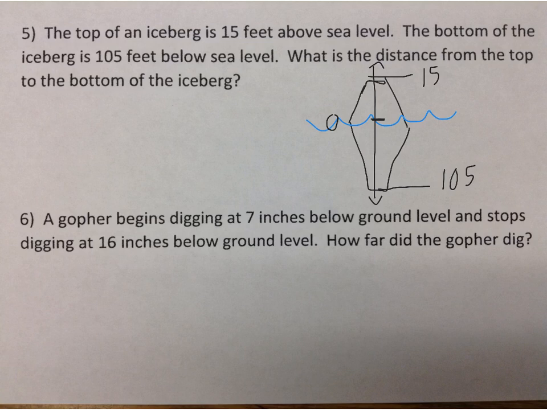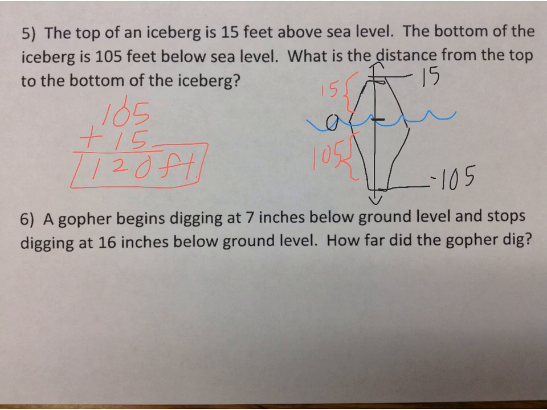There are 2 ways to do this. The first way is to figure out the distance between 0 and 15, which is 15. And the distance between 0 and negative 105 is 105 units as well. To find the distance, all you have to do is add these two: 105 plus 15. So it's 120 feet as the distance.